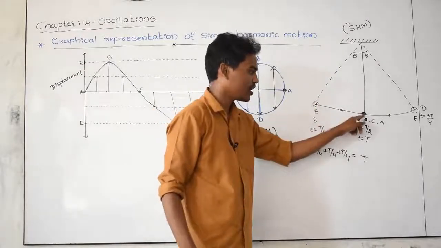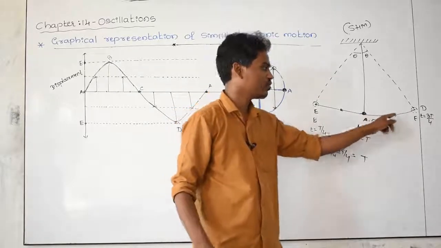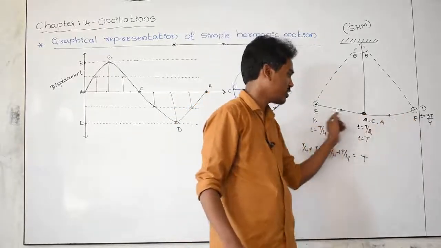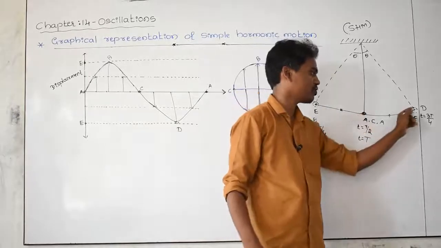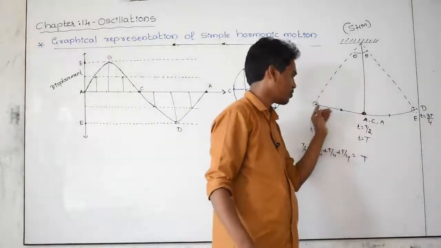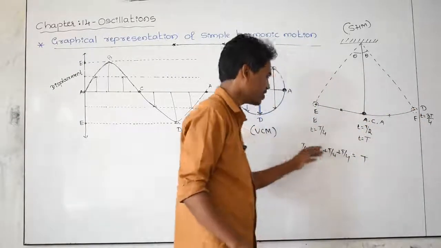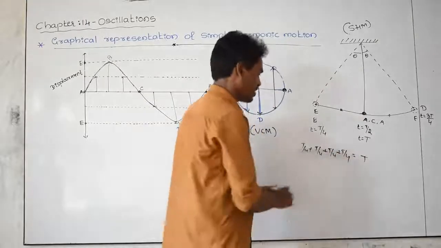Again here to here, again t by 4, t by 4 plus t by 4, t by 2. Again here to here, t by 4 plus t by 4 plus t by 4 means 3t by 4. Take the LCM. Again t by 4, t by 4, t by 4, again t by 4. Take the LCM, you are getting capital T.